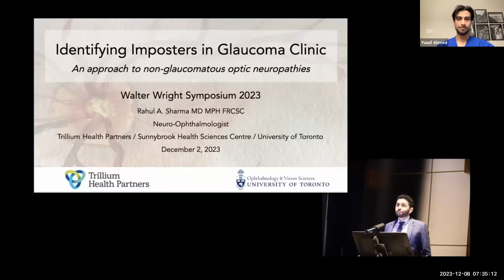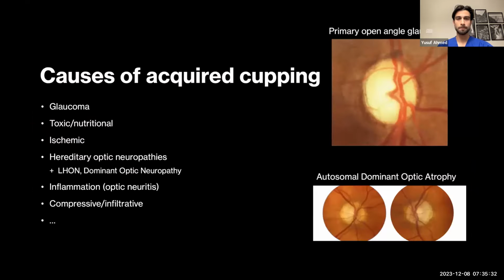All right, so next up, we'll be shifting gears and reviewing some of Dr. Rahul Sharma's talk. Dr. Sharma is a neuro-ophthalmologist here at UofT, and he gives a great talk on identifying imposters in the glaucoma clinic, essentially speaking to us about an approach to distinguishing non-glaucomatous optic neuropathy from glaucomatous optic neuropathy. He spoke about how causes of acquired cupping are not always due to glaucoma. They can be due to toxic or nutritional causes. They can be due to ischemic causes, hereditary, inflammation, compression, infiltration, and so on.